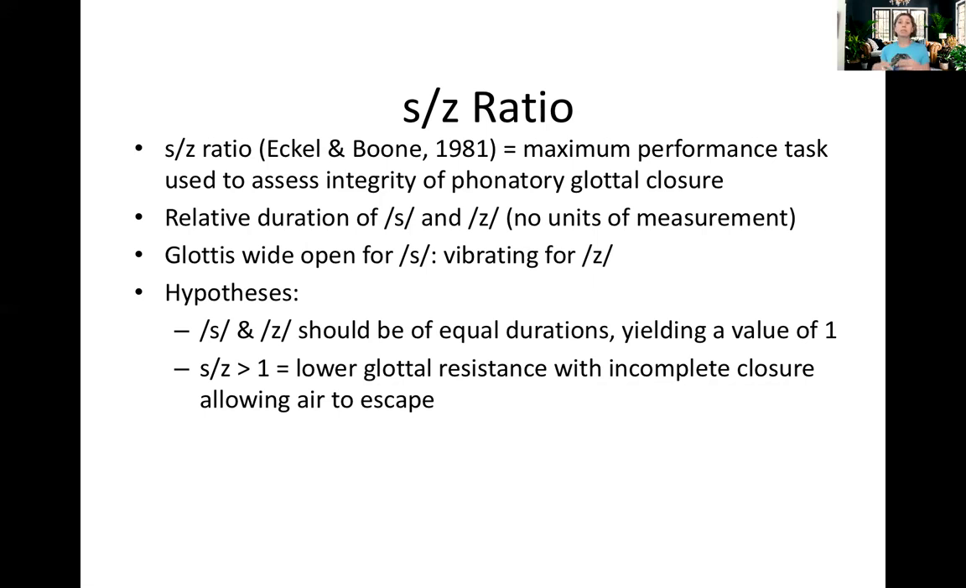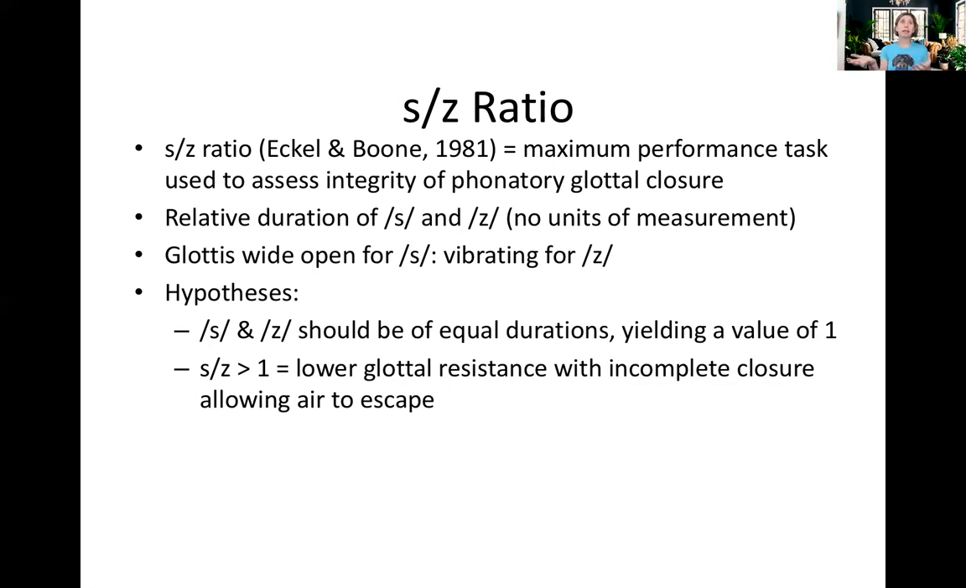Because the S has minimal resistance with that wide open glottis, there's going to be greater resistance during those closed vibrations of the Z. An individual should be able to sustain the S and Z for equal durations. Again, this would result in an S-Z ratio of 1. But if we have incomplete glottal closure during phonation, the glottal resistance will be lowered. This will allow greater escape of air, and the Z would be sustained for a shorter duration. This would result in a ratio greater than 1.